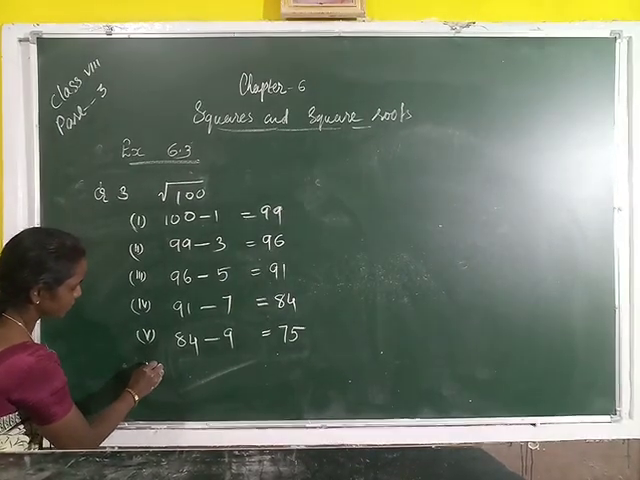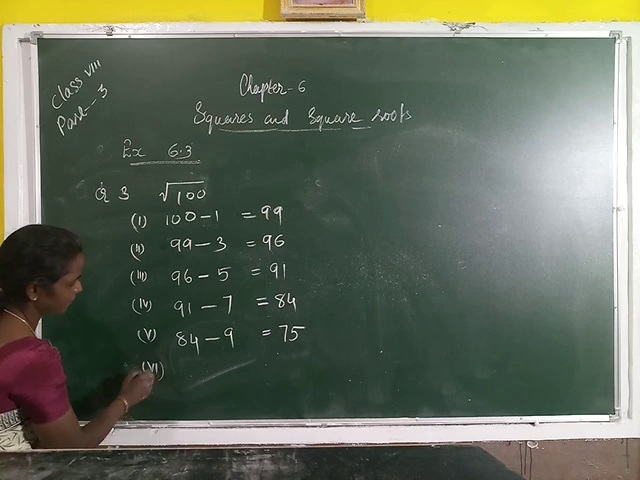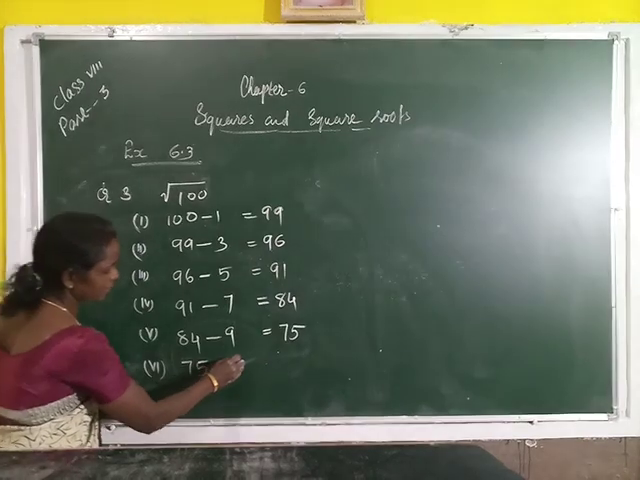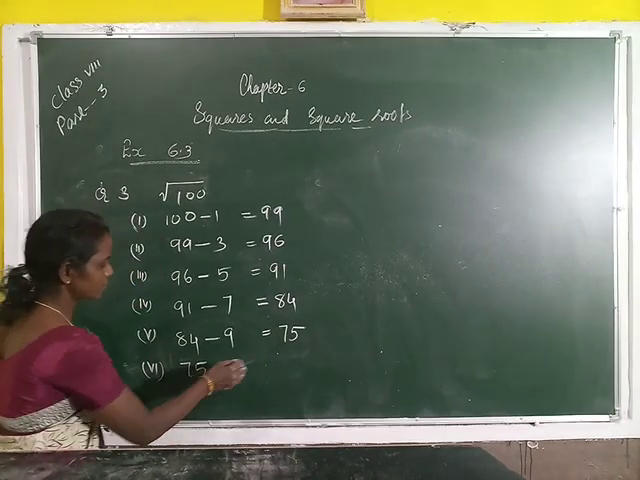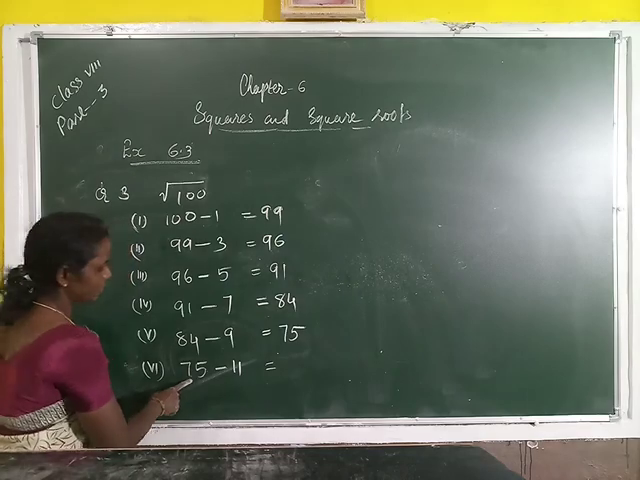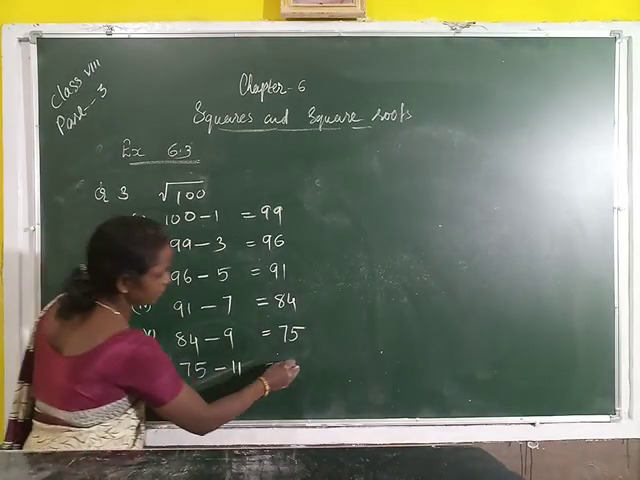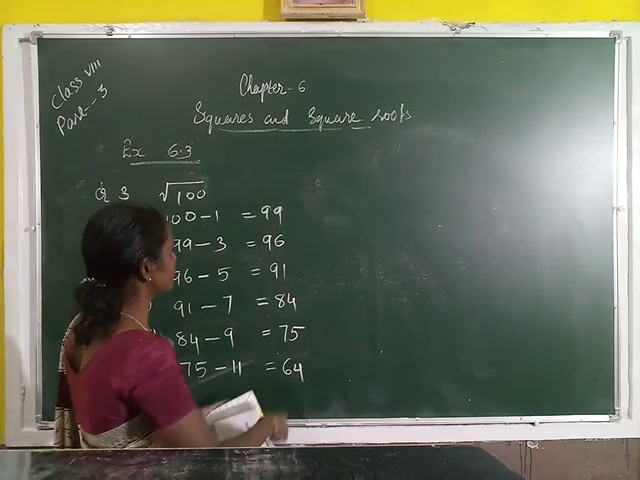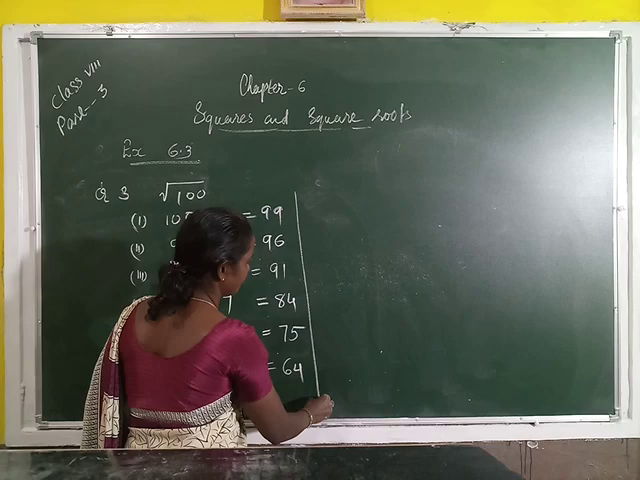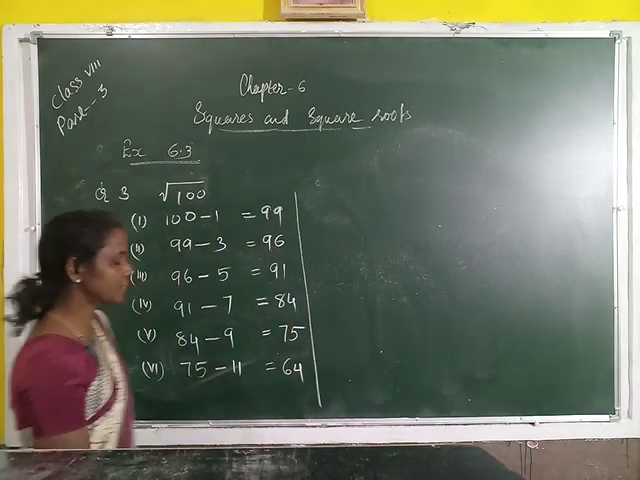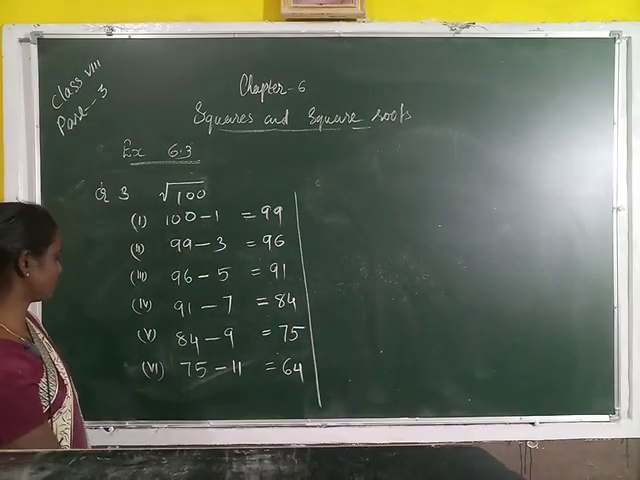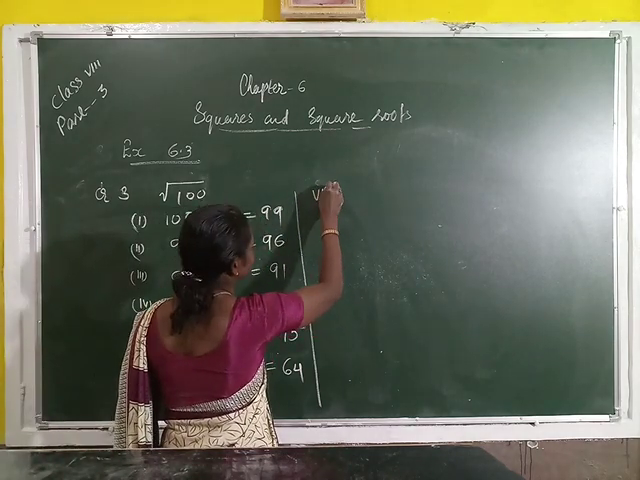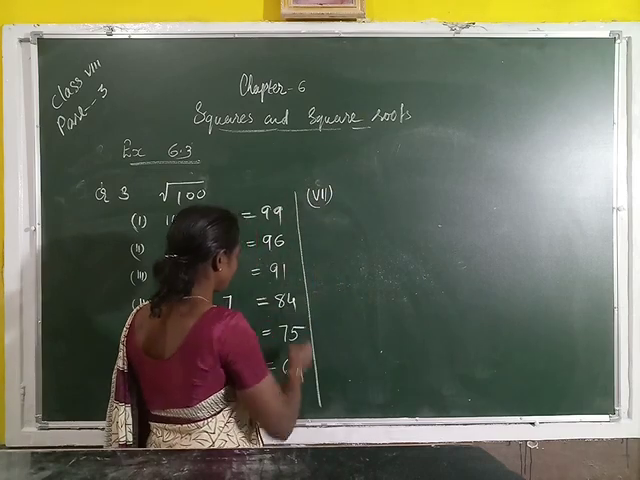Then next, sixth step: 75 minus the next odd number, 11. So what is its answer? 75 minus 11 is 64. The next step, which step? Seventh step.